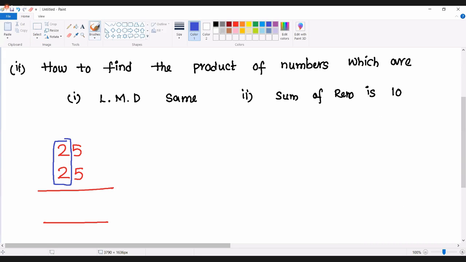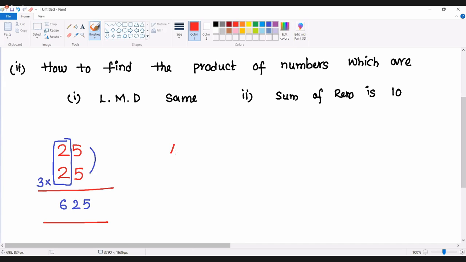To find the resultant, the leftmost digit is 2. Multiply the leftmost digit with the next number: 2 into 3 gives 6. 5 into 5 gives 25. So the final answer is going to be 625.